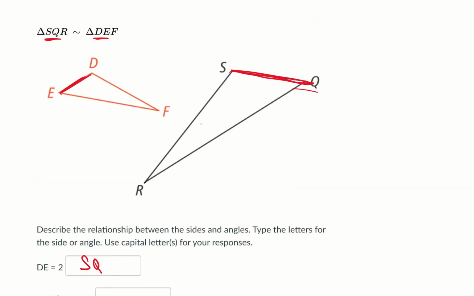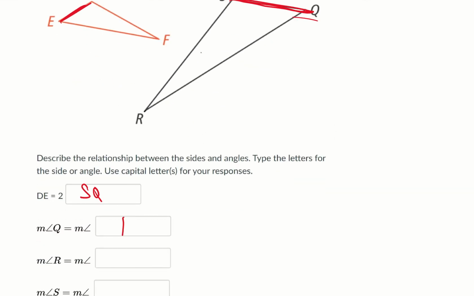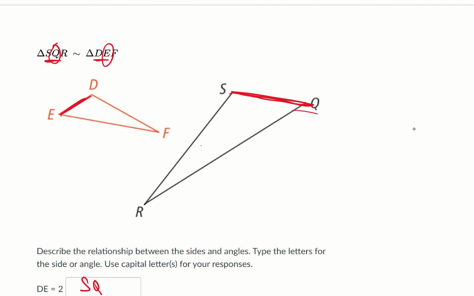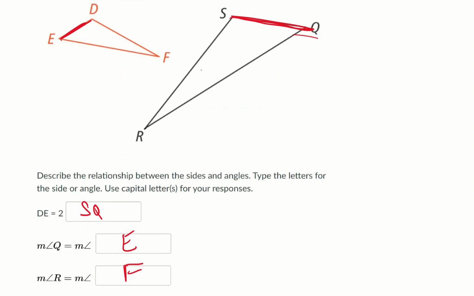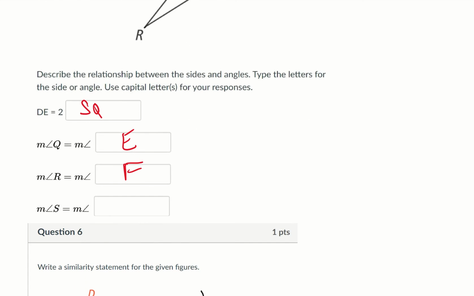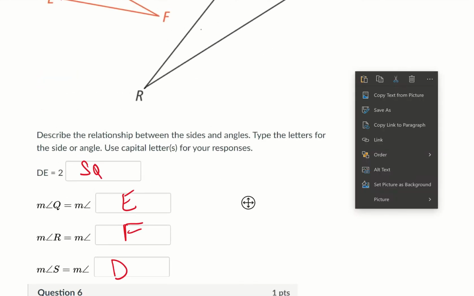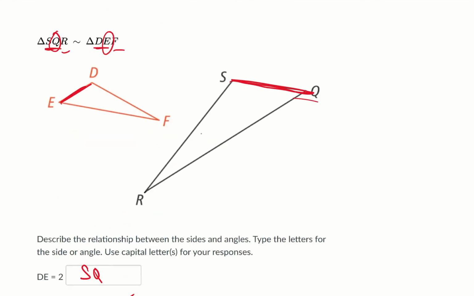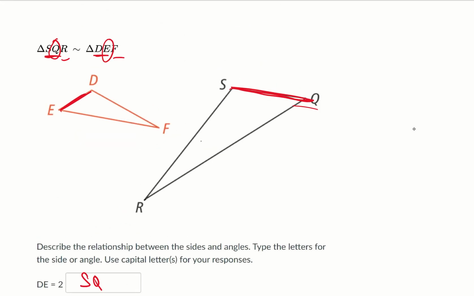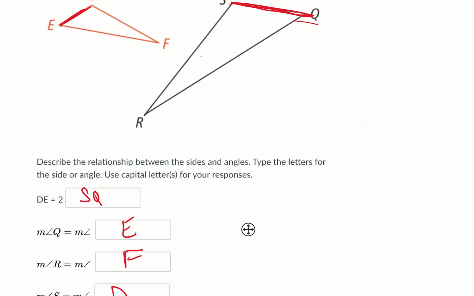By the similarity statement, angle Q has to equal angle E, and similarly, angle R has to equal angle F, and angle S has to be congruent to angle D. Remember that in a similarity transformation or in a dilation of some sort, the angles are the same. So in a similarity statement, the angles are equal, but the sides are not. The sides are proportional to each other. In this case, they're proportional by a scale factor of 2.